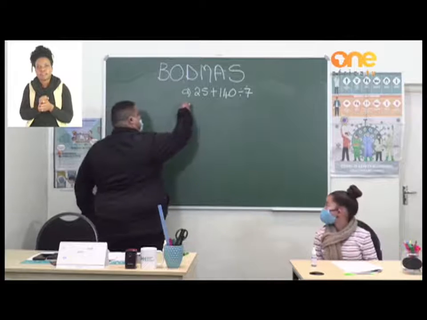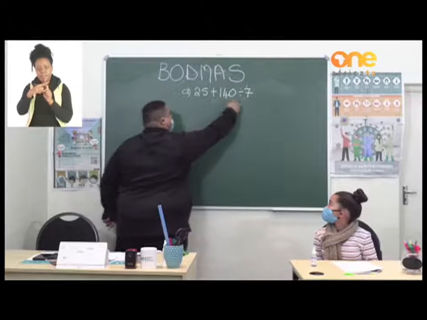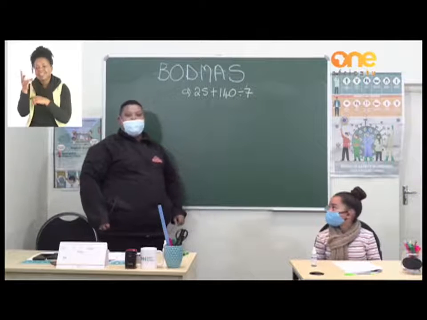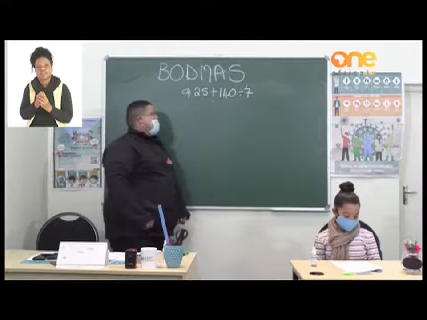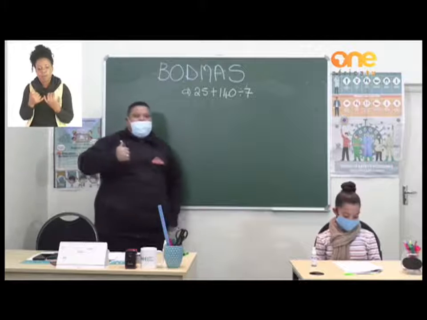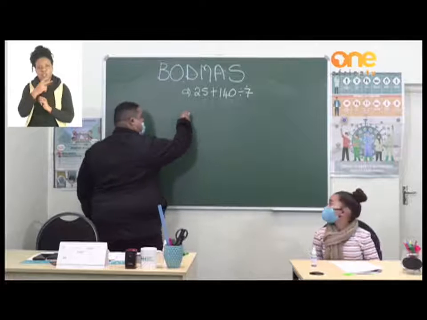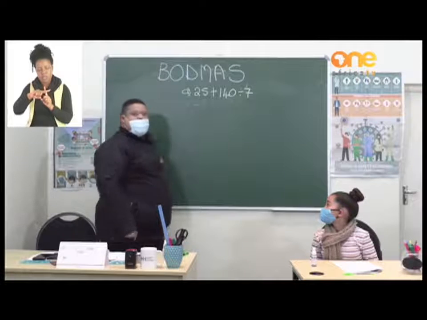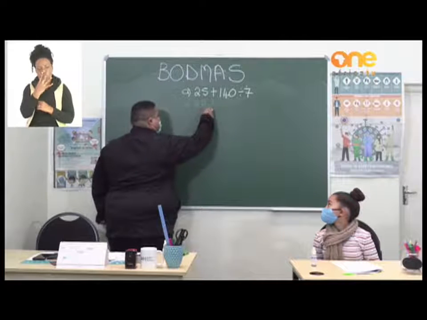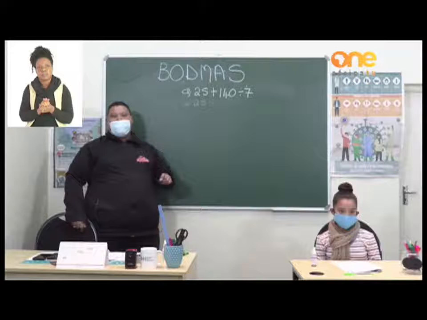So we will say equals 25 plus. Now we will do this sum first. And we will say 140 divided by 7. And 140 divided by 7 equals 20. And now I'm left with my addition sum. And now we say equals 25 plus 20, and that is equal to 45.